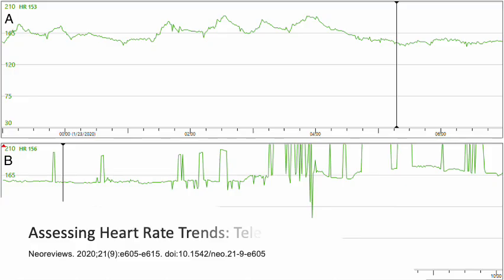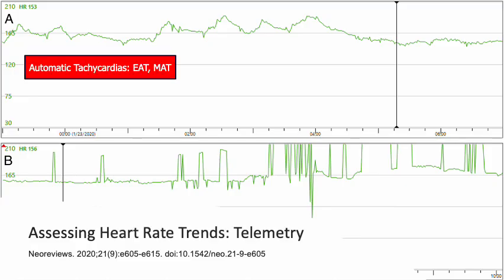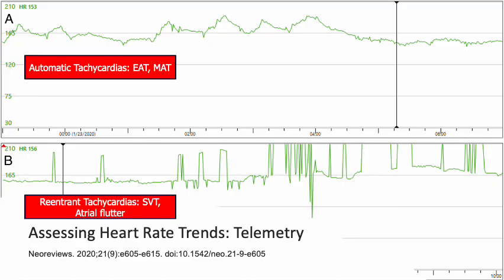Speaking again about management and telemetry. Automatic tachycardias like ectopic atrial tachycardia are going to have this sort of undulating appearance on telemetry. These are the tachycardias that you're not going to be able to cardiovert or terminate with adenosine. You're going to need medications, propranolol, other things to control these arrhythmias. Reentrant tachycardias like SVT and atrial flutter are going to look like this on telemetry, this fast on, fast off, and you're going to be able to terminate these with cardioversion.